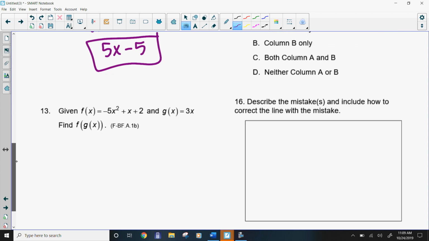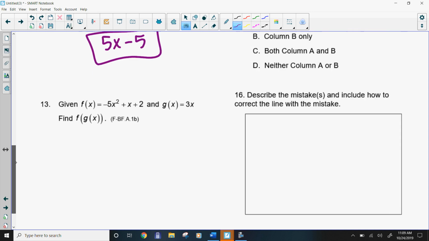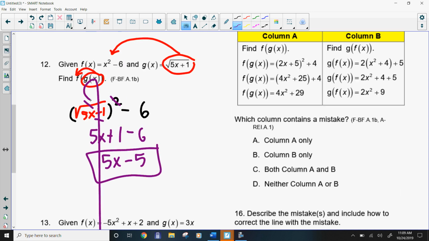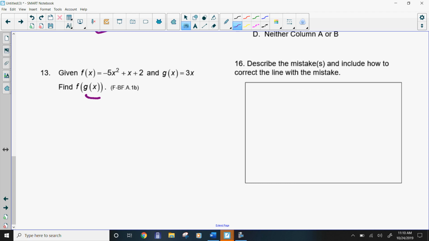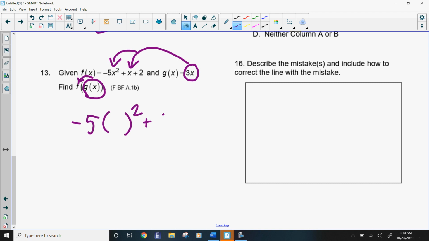Next problem is very similar. You want to put the g problem into the f problem. So that's this one inside of this one in both spots. So there's two x's. So you have negative 5 parentheses squared plus parentheses plus 2. And they want us to put 3x inside of it. So 3x goes here, 3x goes here.